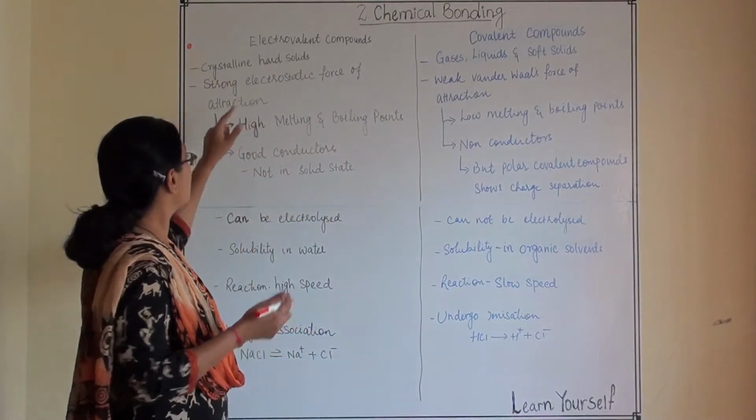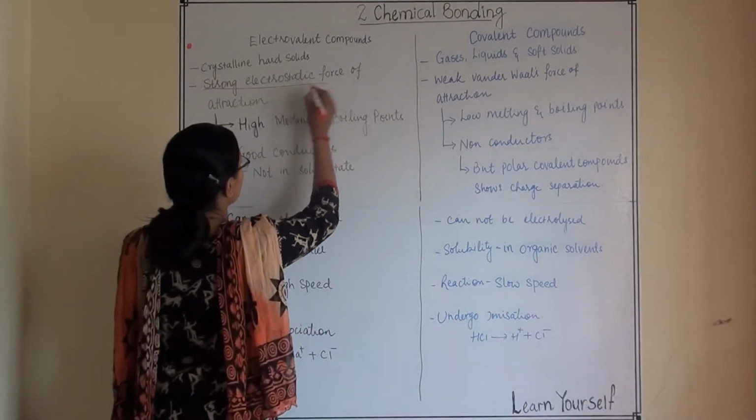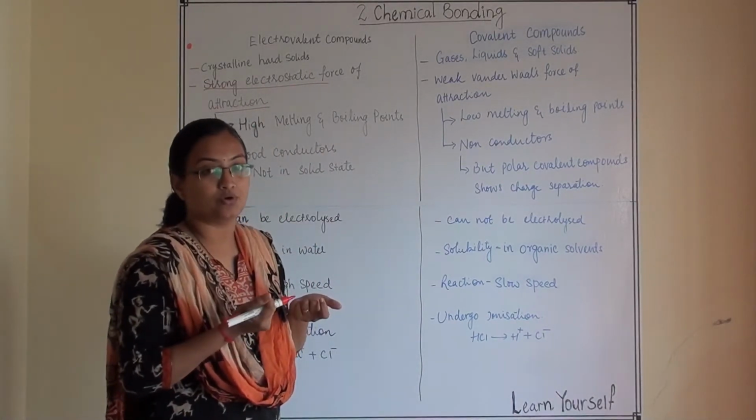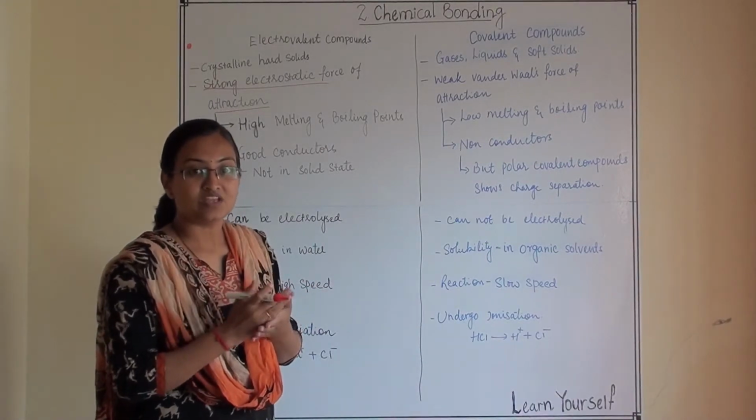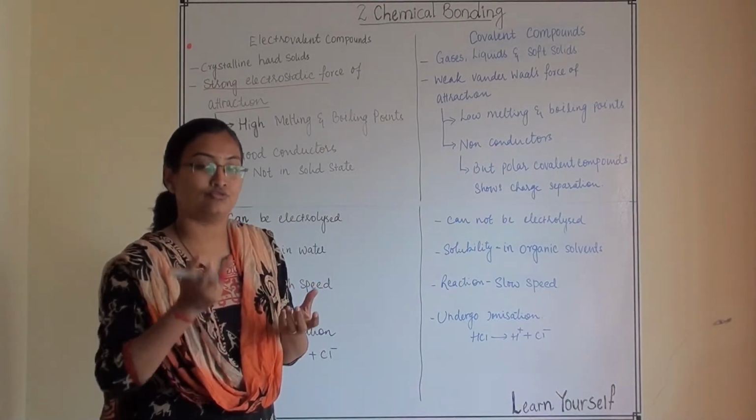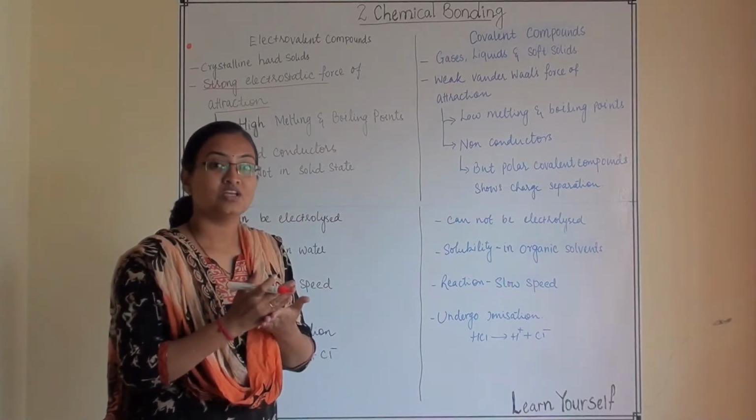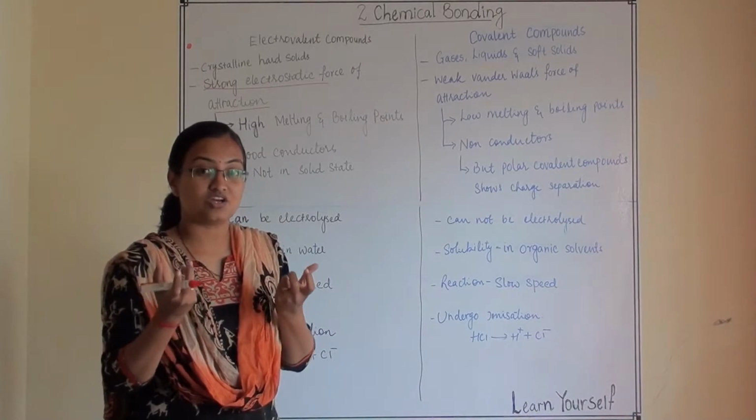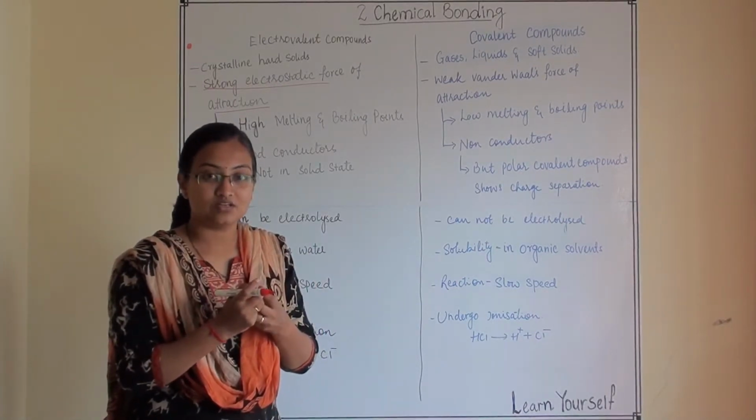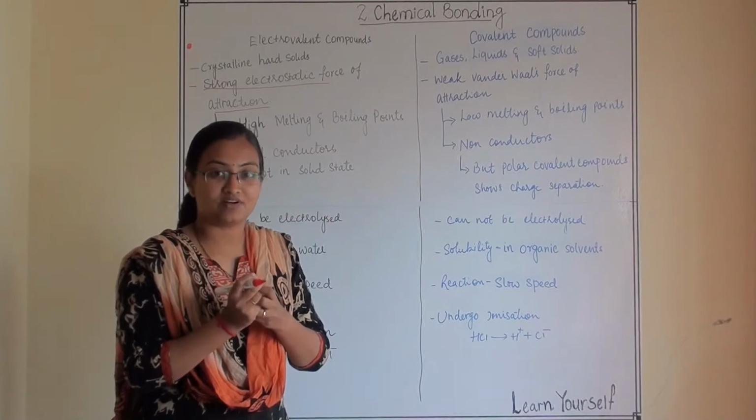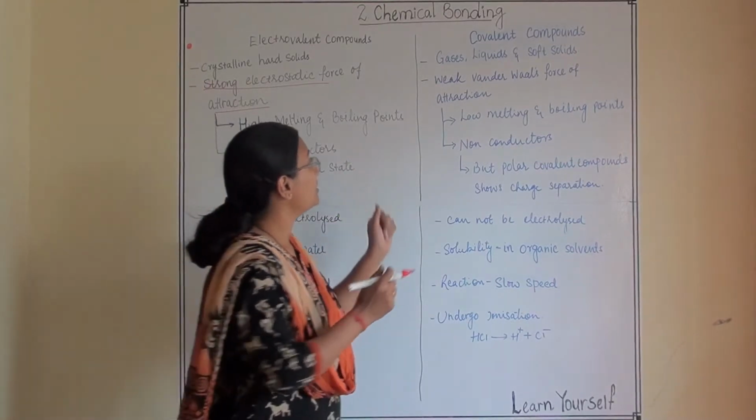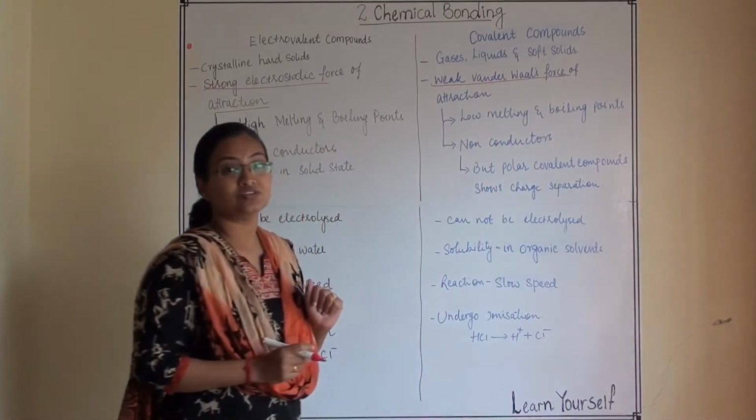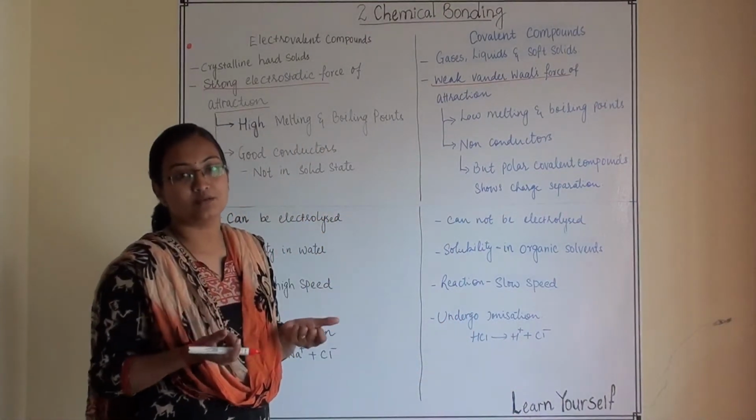The reason is that a strong electrostatic force of attraction is acting between two atoms in an electrovalent bond. As we have seen earlier, there will be a transfer of electrons, there will be charge formation, there will be ion formation, and those positive and negative charged particles will come together. So there will be more force of attraction. Whereas what will happen in a covalent compound? A weak van der Waals force of attraction is acting between the molecules.